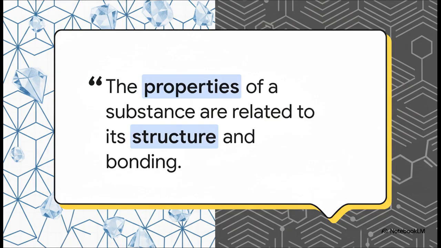Diamond and graphite are both 100% pure carbon, but the different way their atoms are arranged and bonded gives them completely opposite properties. It's that simple and that profound.